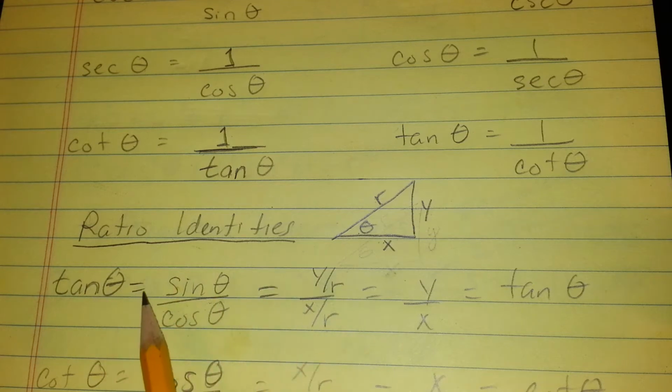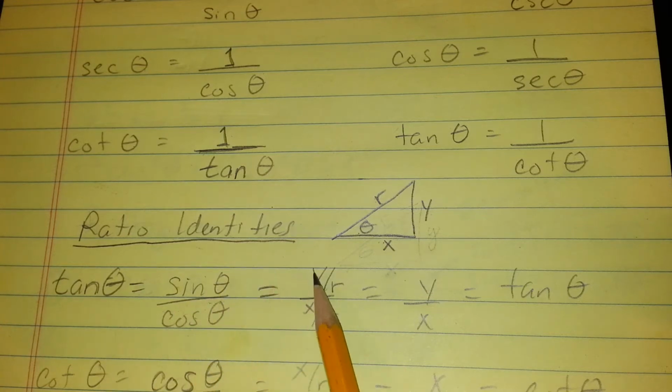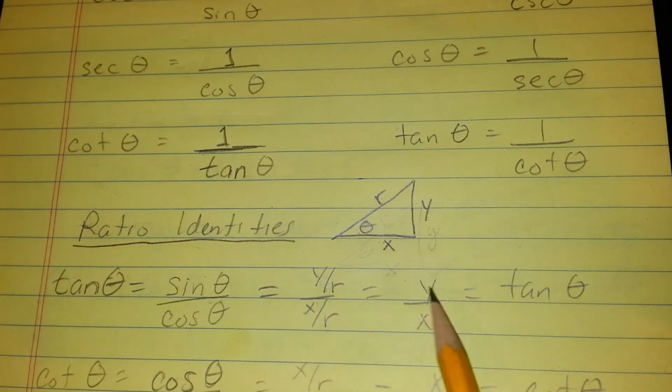But let's go back. Tangent of theta, I've been telling you, start thinking of it as sine of theta over cosine of theta. Remember, sine of theta is y over r, cosine of theta is x over r. Notice how those r's will cancel out, and that's how we get y over x, opposite over adjacent. So we just have to have a lot of different ways to write things. So we know tangent of theta is sine over cosine.